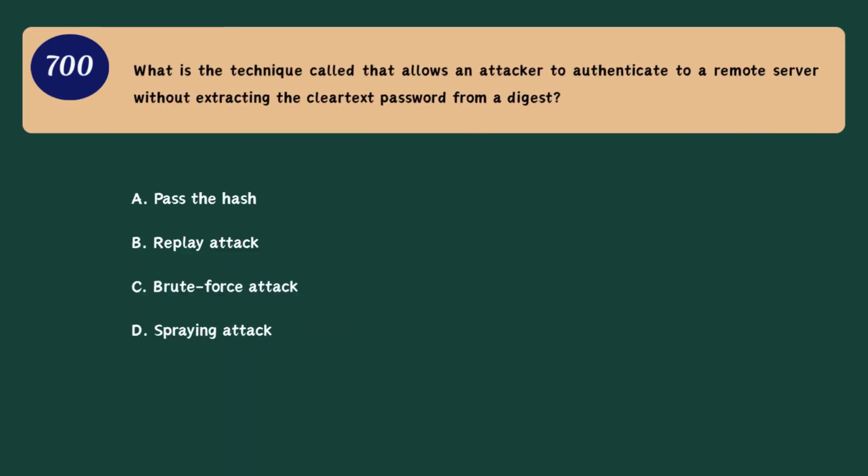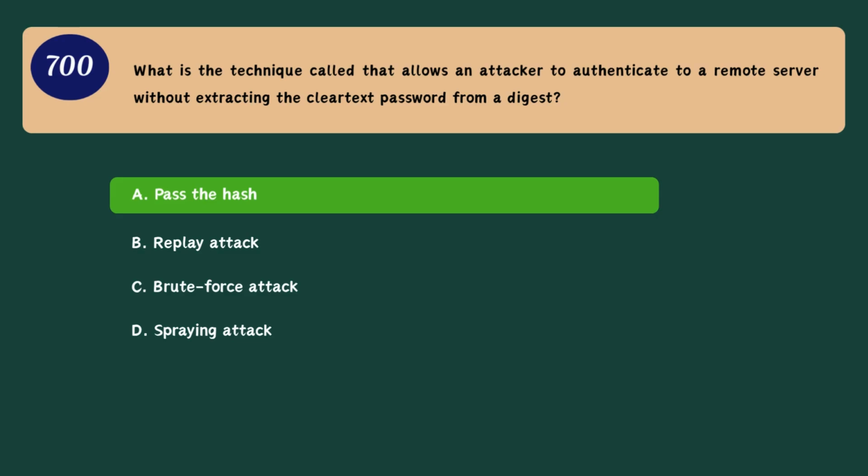Question 700. What is the technique called that allows an attacker to authenticate to a remote server without extracting the cleartext password from a digest? A. Pass the hash. B. Replay attack. C. Brute force attack. D. Spraying attack.